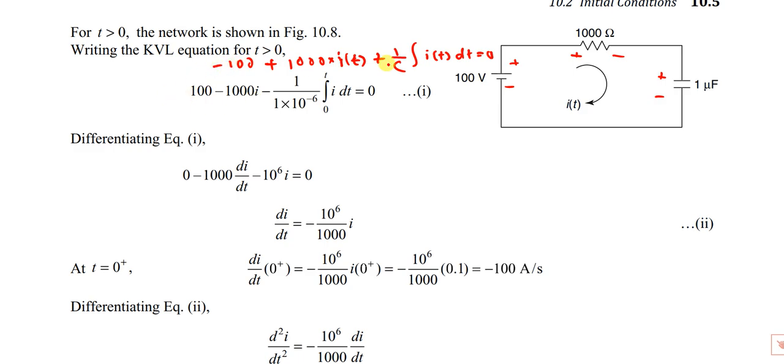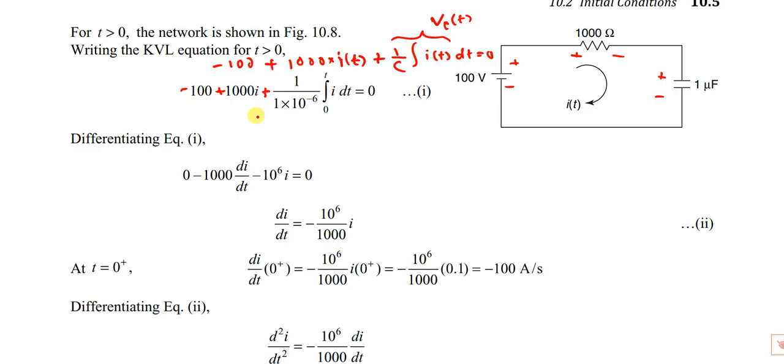Throughout, if you multiply by negative, you'll get this one only. If I multiply throughout with negative, we'll get plus. I told you different authors use different notation. So this is the voltage across the resistance, 1000 into I of t. And this one is nothing but the voltage across the capacitor, VC of t.